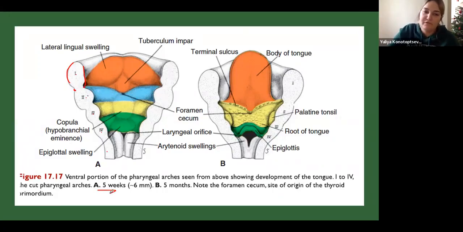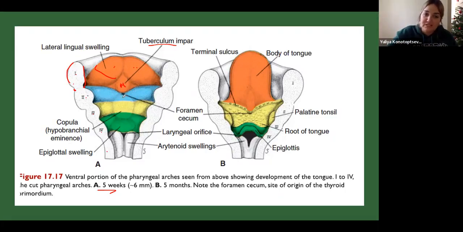Approximately during the 5th week of development, on the inner lining of the pharyngeal gut tube, we can see some kind of swellings. Of course they are endodermal swellings because they're on the inner side of it, right? The 3 endodermal swellings on the surface of the first pharyngeal arch are called 2 lateral lingual swellings and 1 medial lingual swelling, which is also known as the tuberculum impar. Okay, so this is a medial lingual swelling.